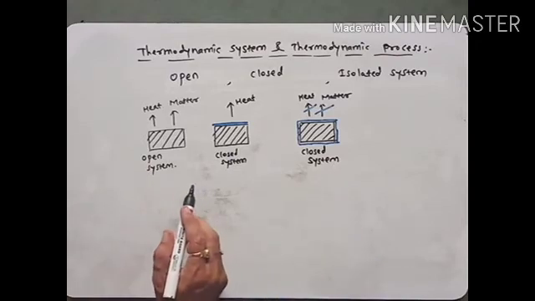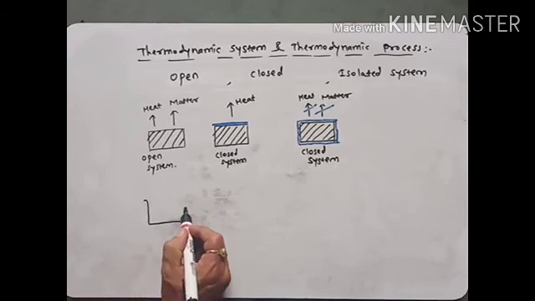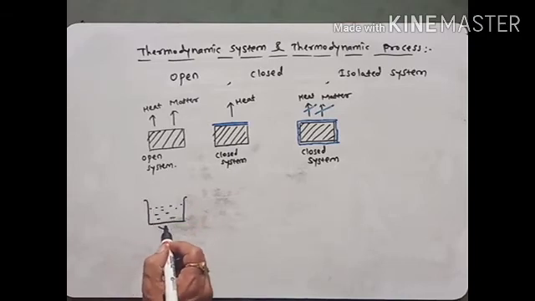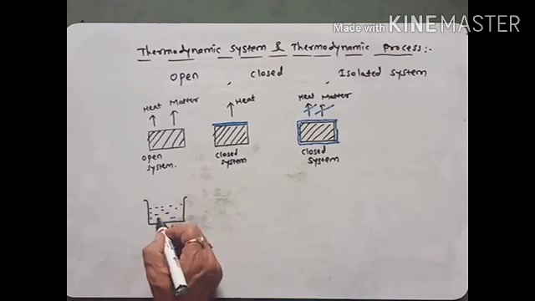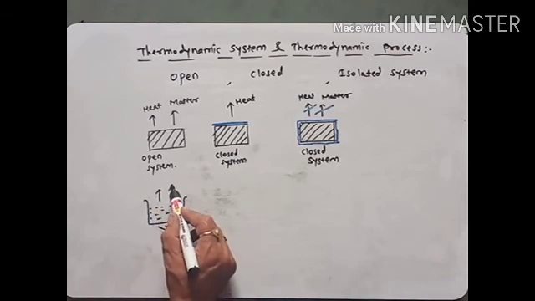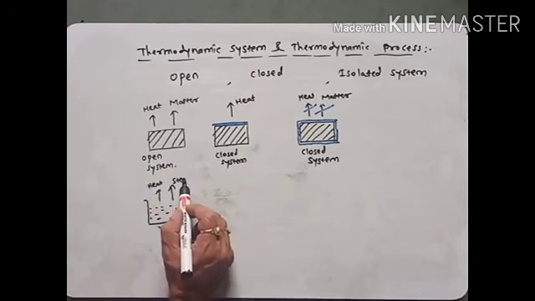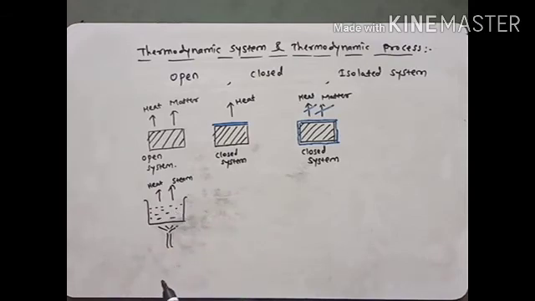For example, suppose water is boiling in an open kettle. Suppose this is the kettle in which water is boiling. Suppose we give a burner here. Then what happens? Water boils. That means heat is given to the surrounding, and also steam. Heat, and steam means matter. Therefore, we call it an open system.